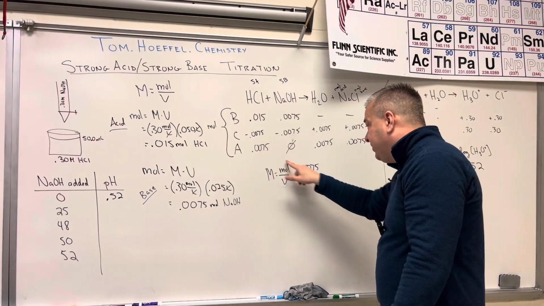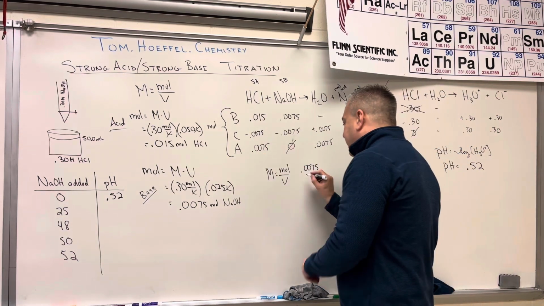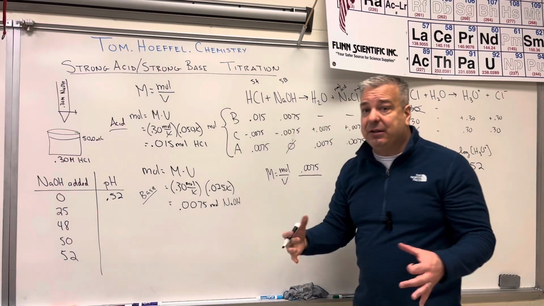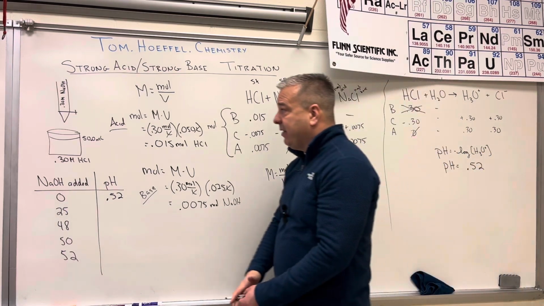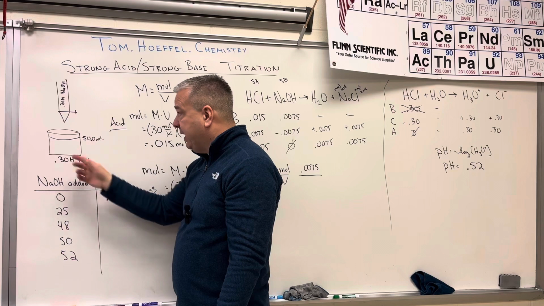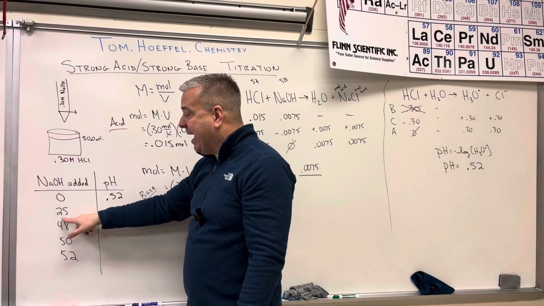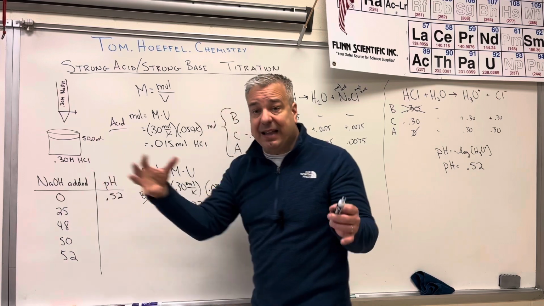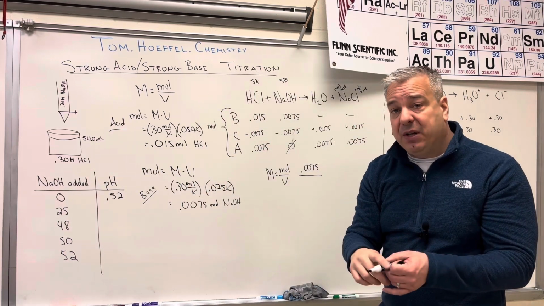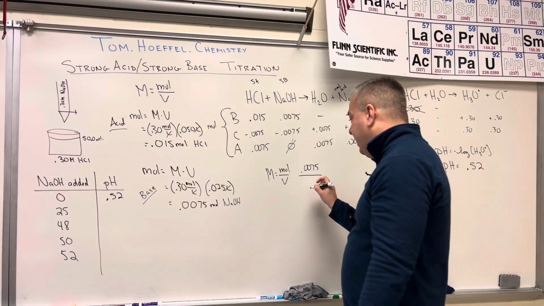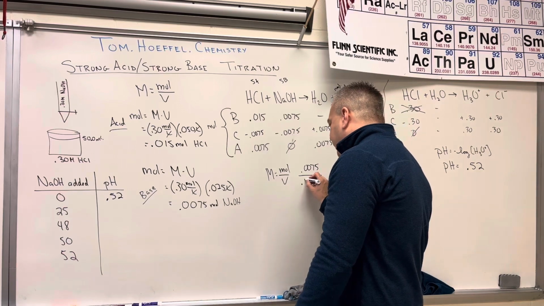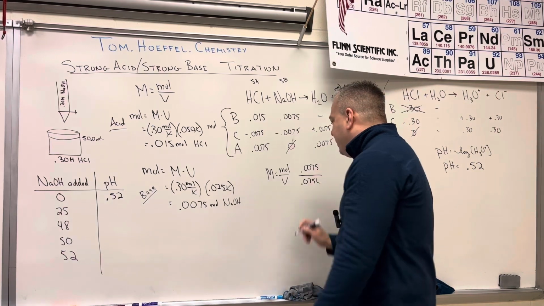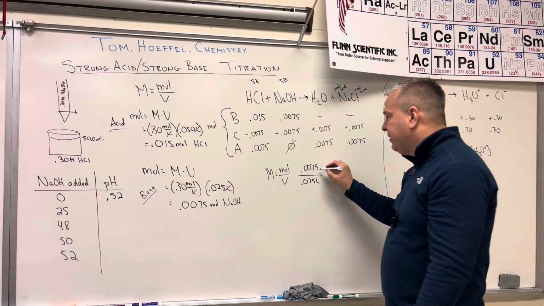So those 0.0075 moles comes down right here, and I've got to divide that by the total volume, okay? Now the total volume, I started with 50, but I opened this up and added another 25. So 25 and 50 collectively is 75 milliliters of solution, okay? Now we got to convert that over into liters. So that's going to be 0.075 liters.